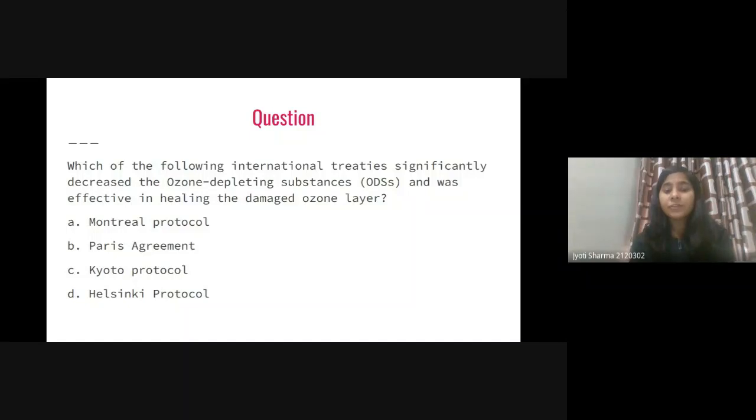Then, which of the following international treaties significantly decreased ozone depleting substances and was effective in healing the damaged ozone layer? You have to tell me the treaty. We have four options: the Montreal Protocol, Paris Agreement, Kyoto Protocol, and the Helsinki Protocol. Alka already gave me an answer. She gave me A. We will talk about this as well. Rashmi gave me B.